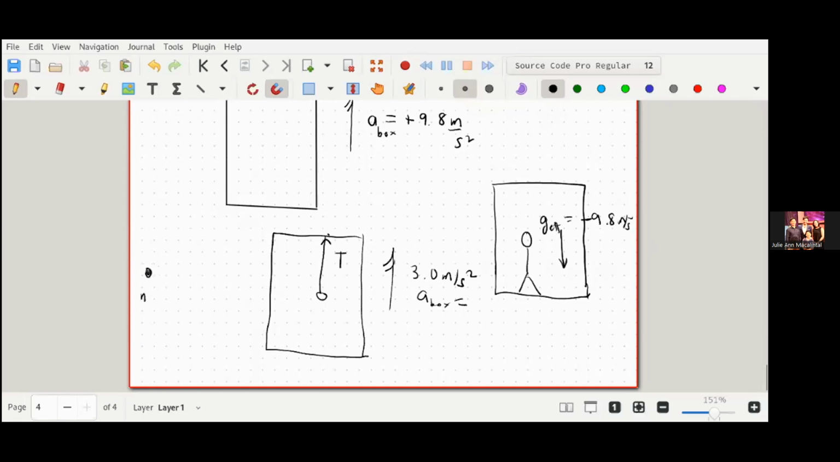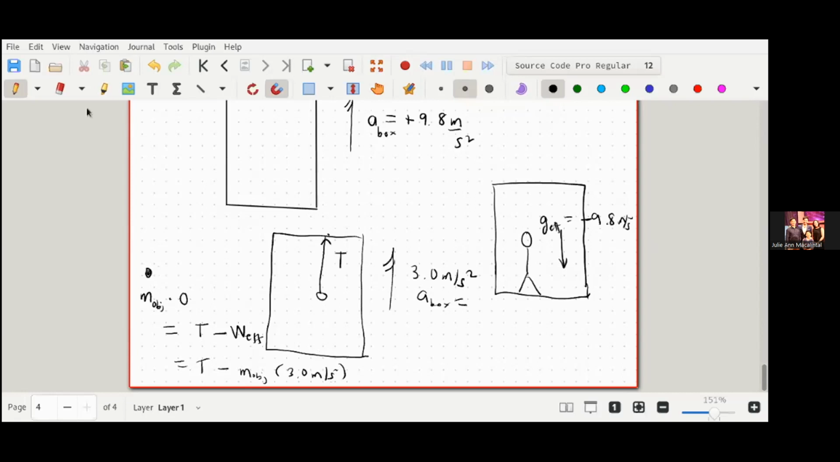So mass ng object times 0 is equal to, so acceleration of the object inside is 0. So yan yung, from Newton's second law, that's going to be equal to the tension minus yung effective weight, which is tension minus yung mass ng object times 3.0 meters per second square. So that's one way to do this.